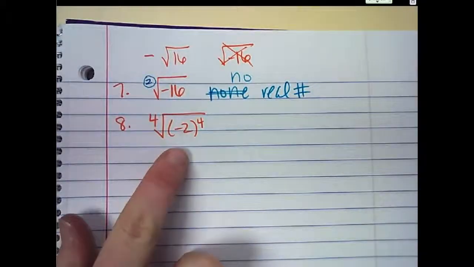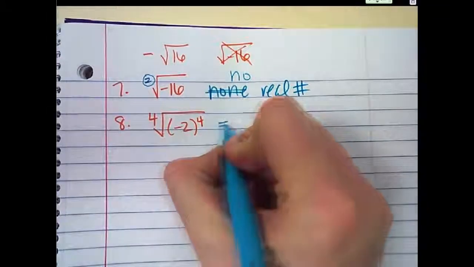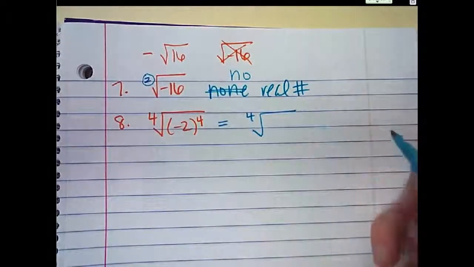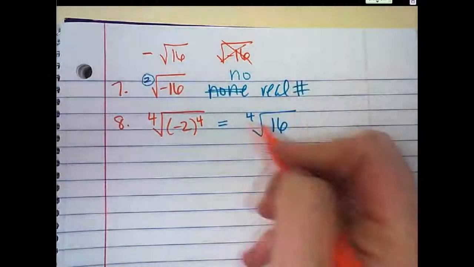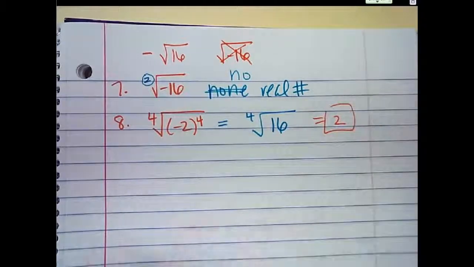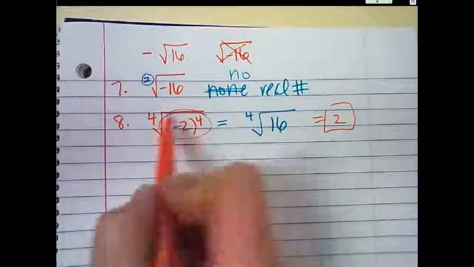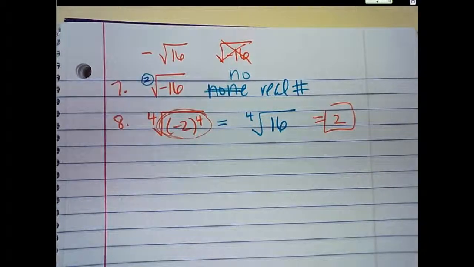Okay, when it's like this, I like to simplify this first. So on the inside, what is negative 2 to the 4th power? Is it negative 16? No, it's still positive 16. Because if I do negative 2 times negative 2 times negative 2 times negative 2, these negatives would multiply to be positive, and so would these. So negative 2 to the 4th is 16. Now, what is the 4th root of 16? Just 2. So if you can simplify the inside first, that's what I would do. And then just take the 4th root.